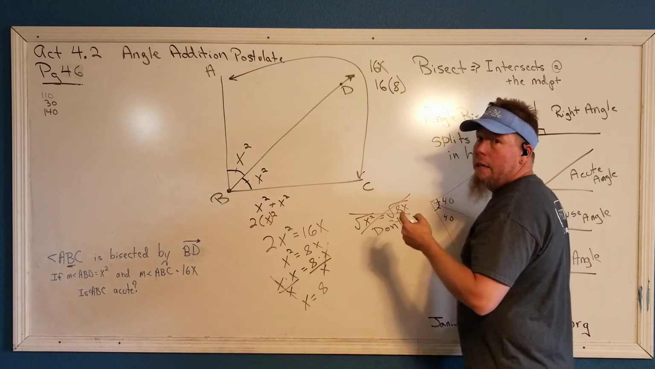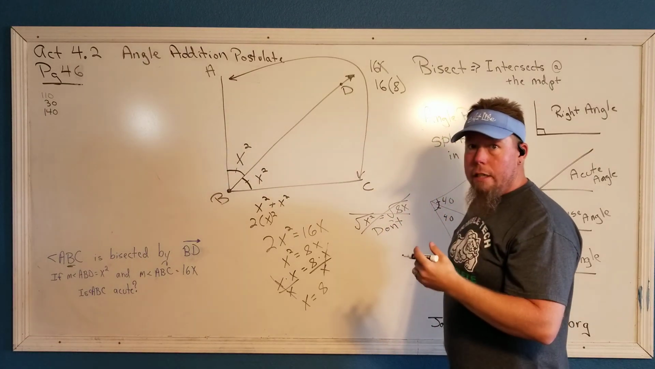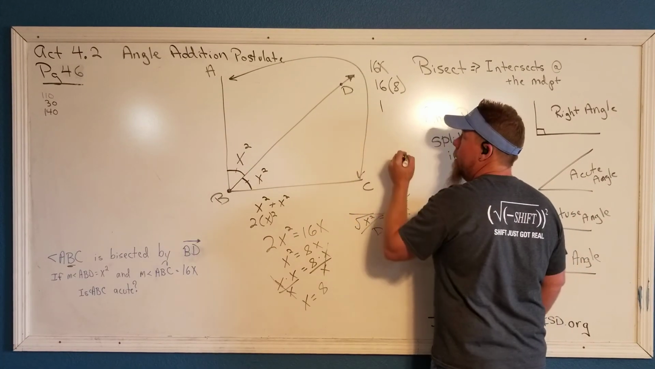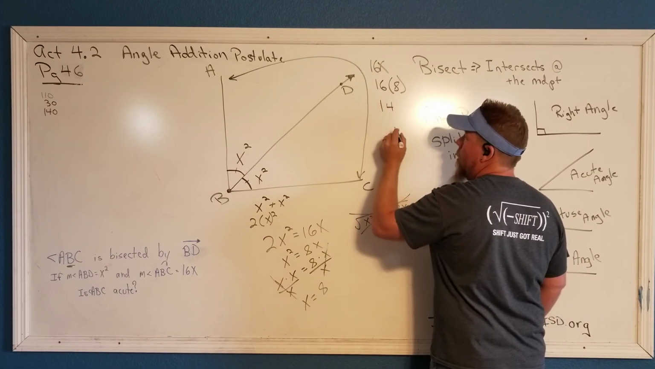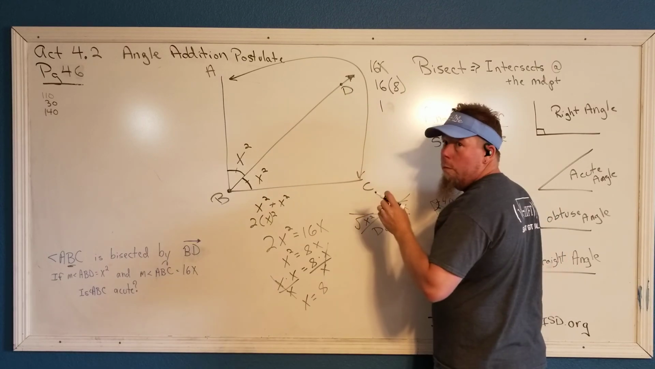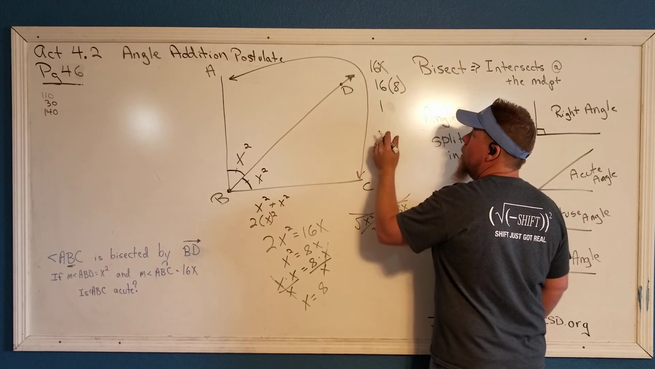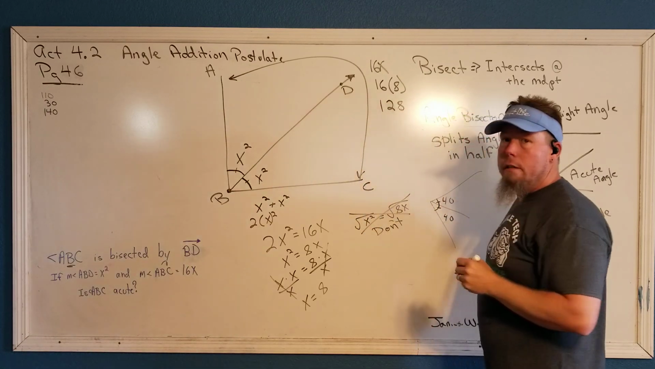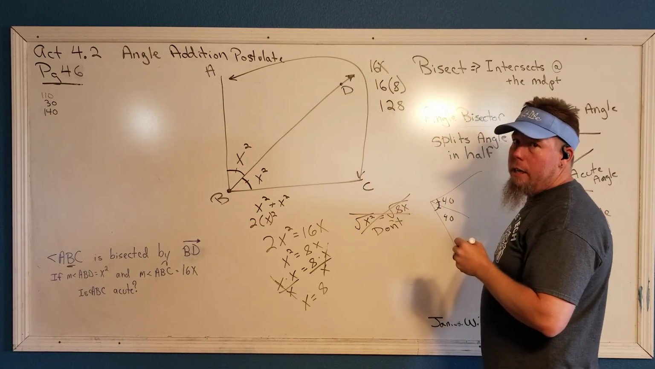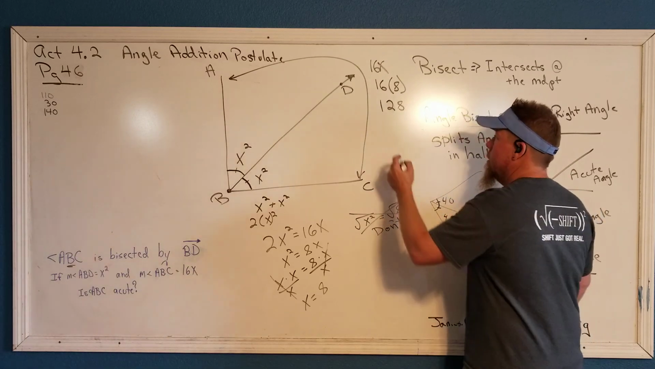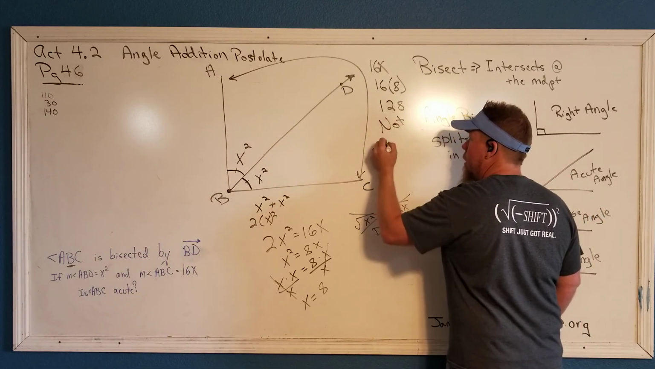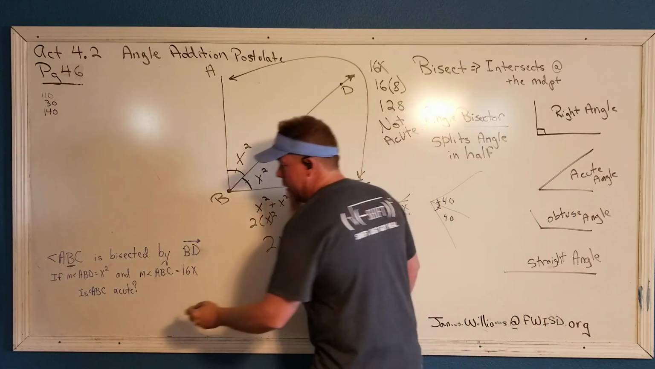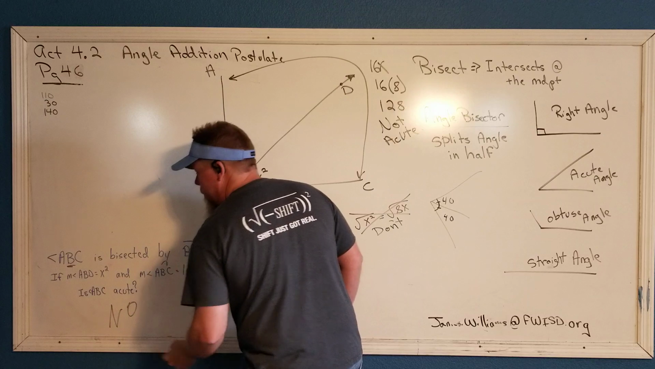What's 16 times 8? Well, 16 times 10 is 160. 16 times 2 is 32. 160 minus 32, I get 128. Yeah? Now, is that more or less than 90? This is not acute. Okay? That means the answer here would simply be no.